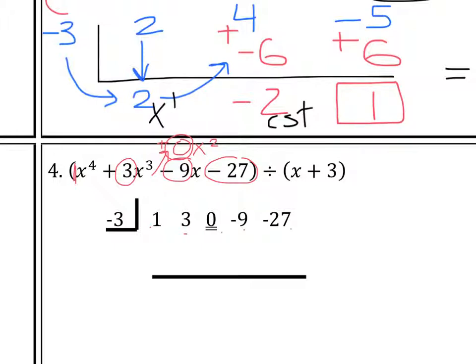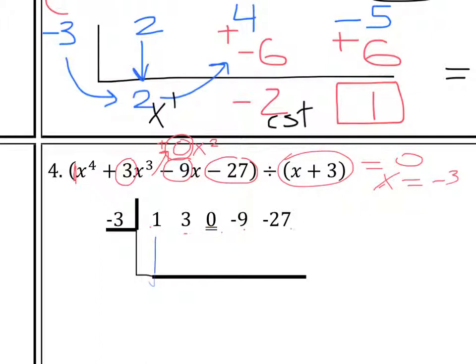Negative 9, negative 27. You always take the opposite of this number, because if you set it equal to 0, x will be negative 3. So that's the number that's going to be on the outside. Now we solve it the same way. So don't forget, always the numbers have to be in descending order of power. If there's any power that's missing, you replace it by a 0. And that's going to be the placeholder.